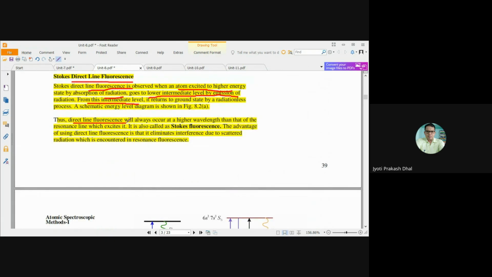So the direct line fluorescence will always occur at higher wavelength than that of the resonance line which excites it. It is also called Stokes fluorescence. The advantage of using the direct line fluorescence is that it eliminates the interaction due to scattered radiation which is encountered in the resonance fluorescence lines.